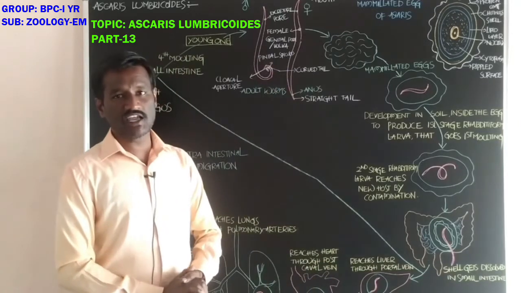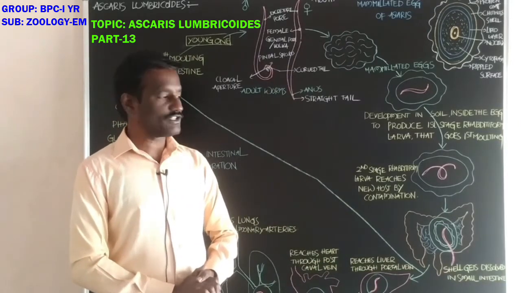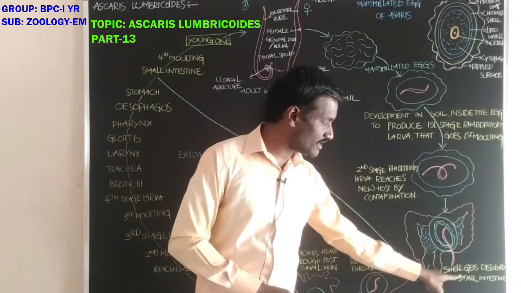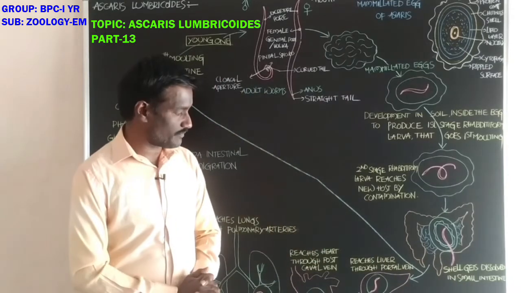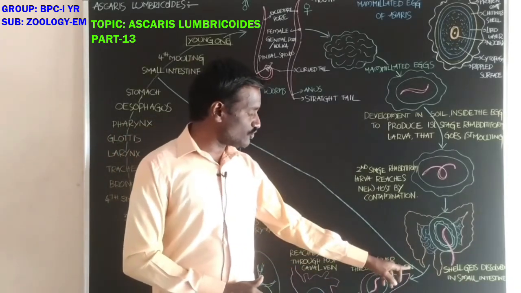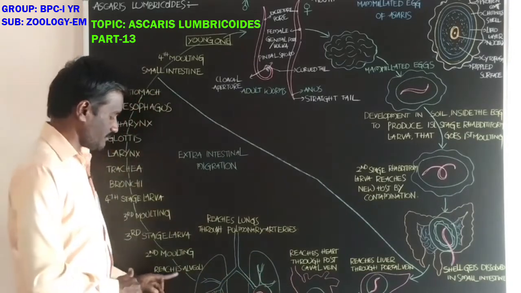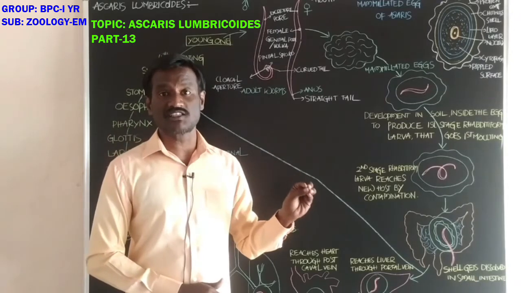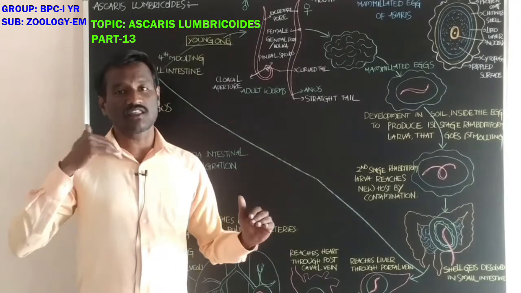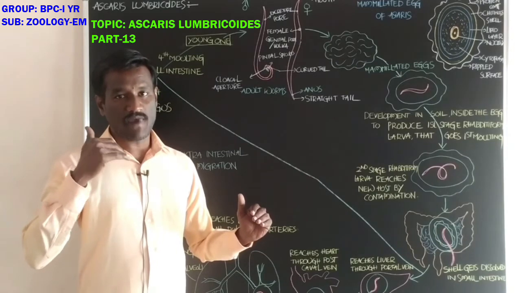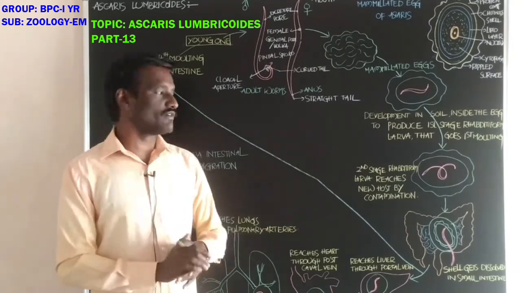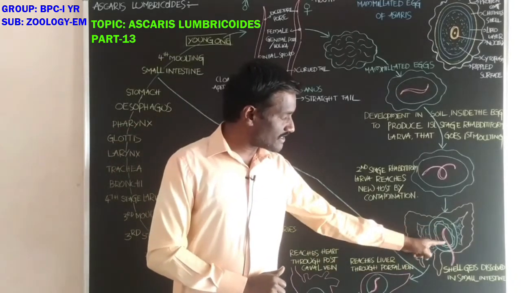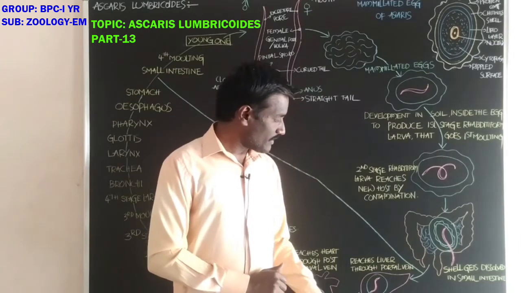Student, by the help of the digestive enzymes, the outer coat or shell is dissolved in the region of the small intestine, and now it shows extra-intestinal migration. It leaves the small intestine in man and reaches other parts of the body of man. That is termed extra-intestinal migration.